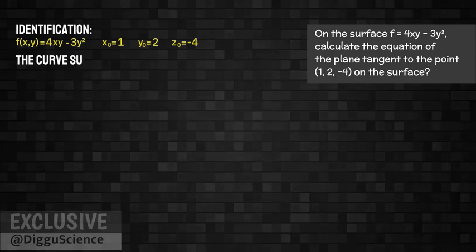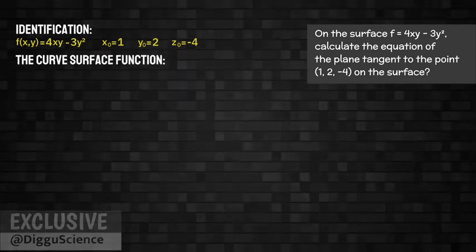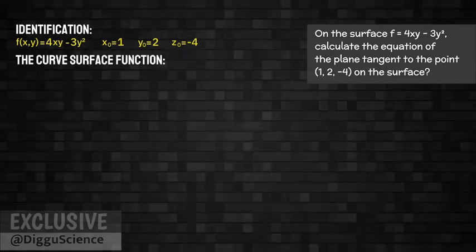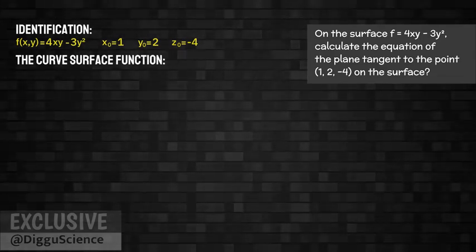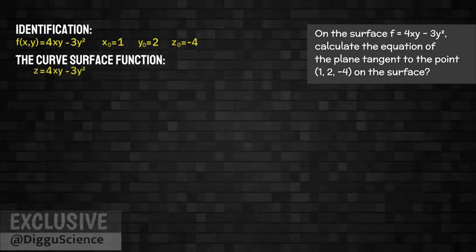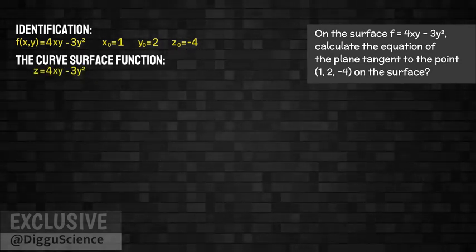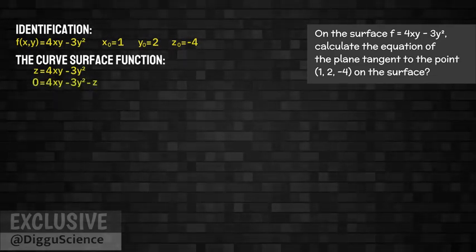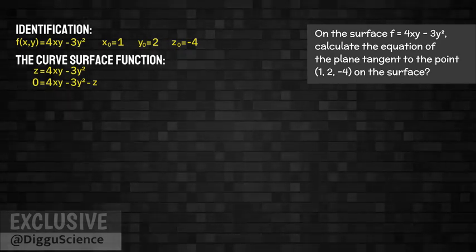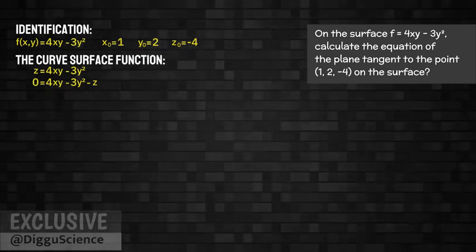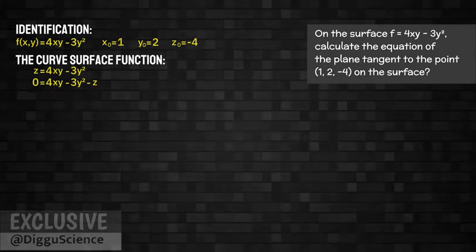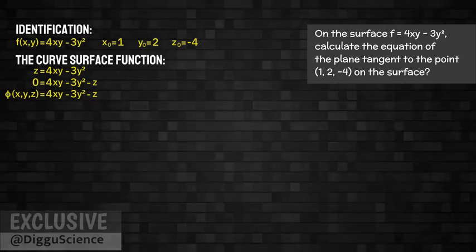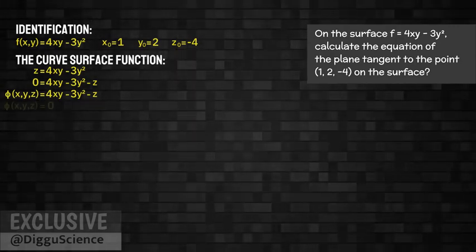The next step is to determine the function of the curved surface as a function of the 3 independent variables. f as a function of x and y is nothing more than a point on the z-axis, or a value of z. In other words, z is equal to 4xy minus 3y squared, or 0 is equal to 4xy minus 3y squared minus z. Now this function can be considered as a new function, phi equal to 4xy minus 3y squared minus z, where phi is 0.